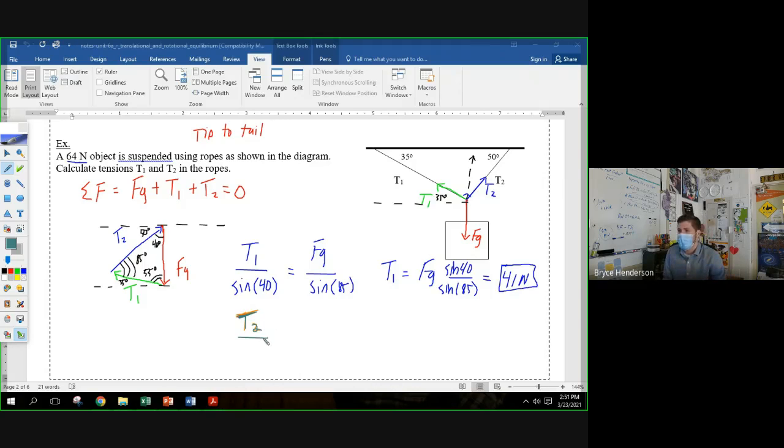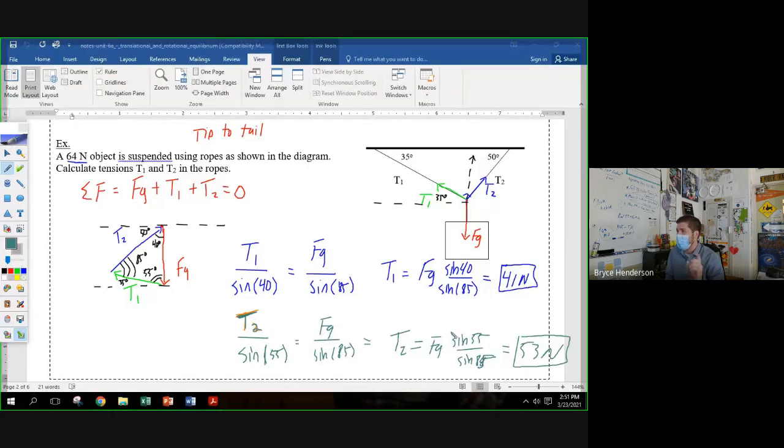Okay. T2 over the sine of what side is opposite T2? 55, which is going to be equal to FG over sine of 85. Same thing here. T2 equals FG sine of 55 over sine of 85. That's a 5, which is 53. So we're done. Take home message.